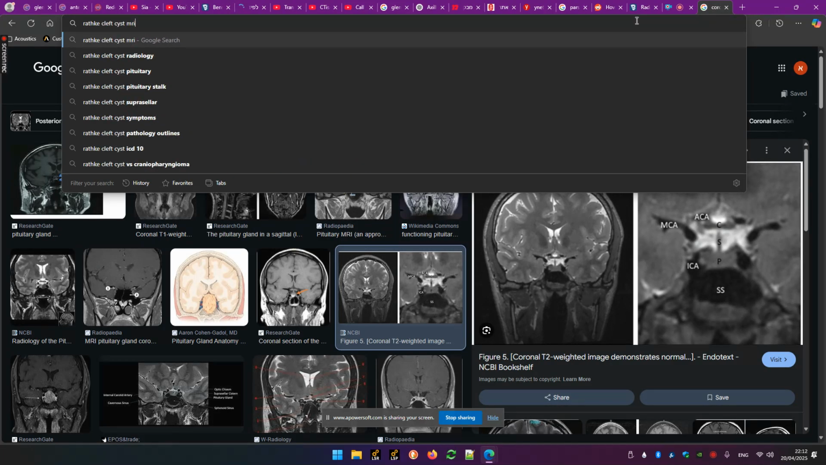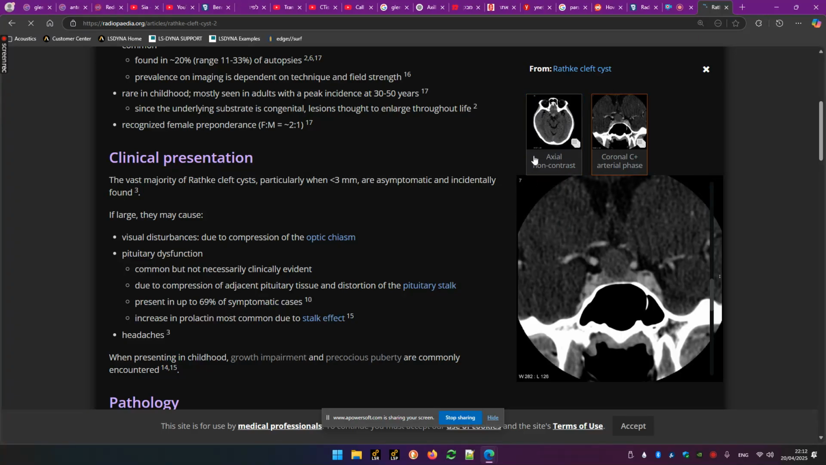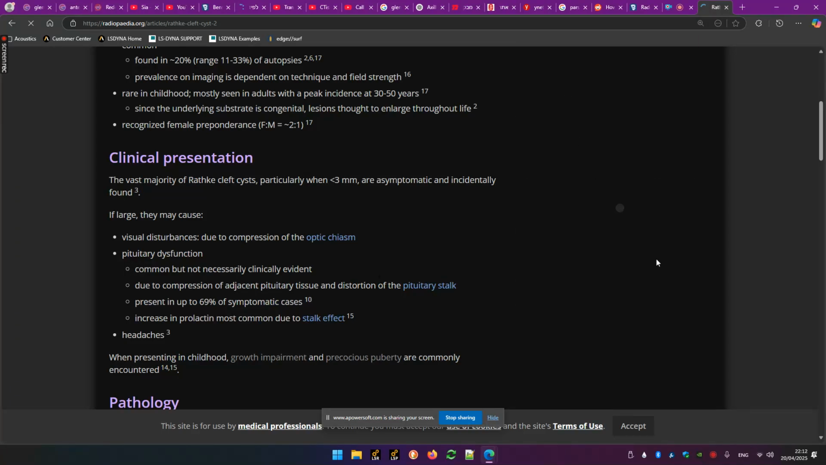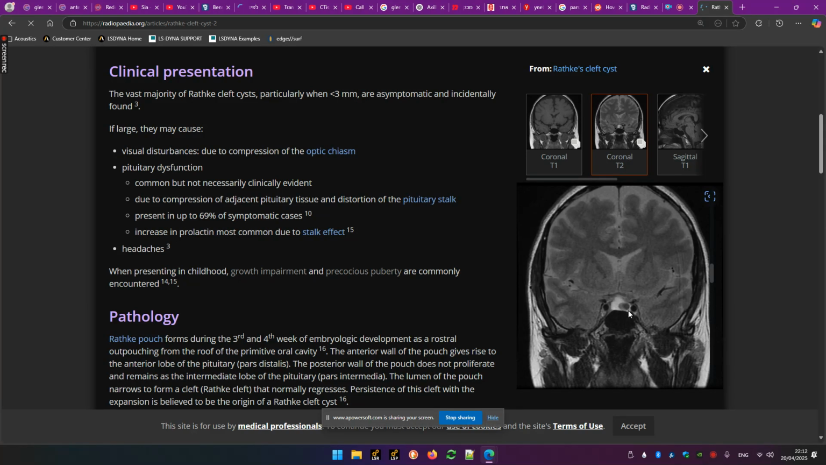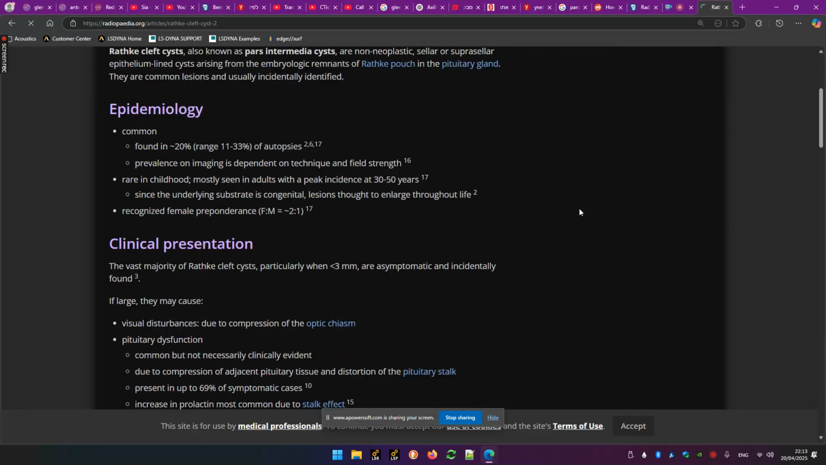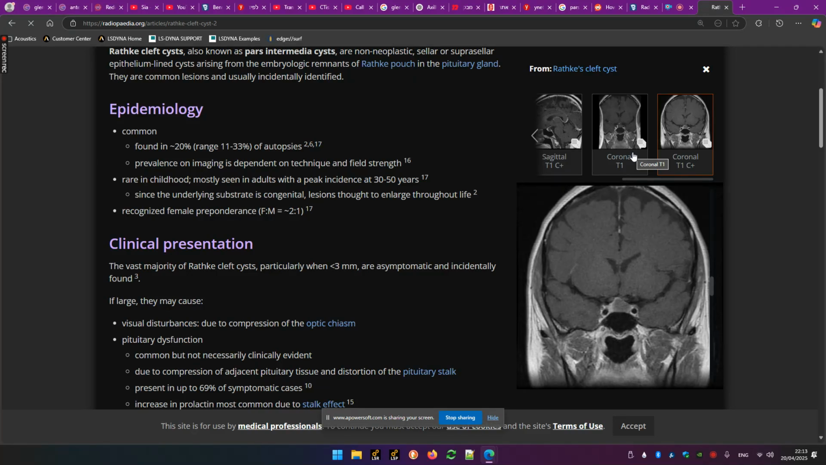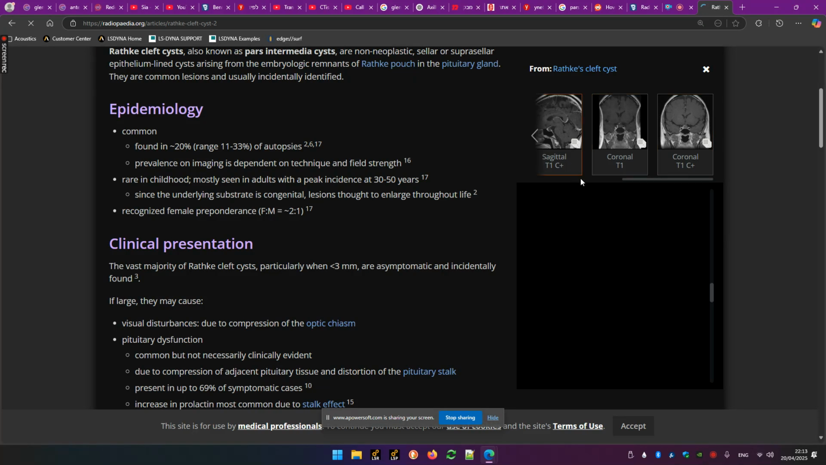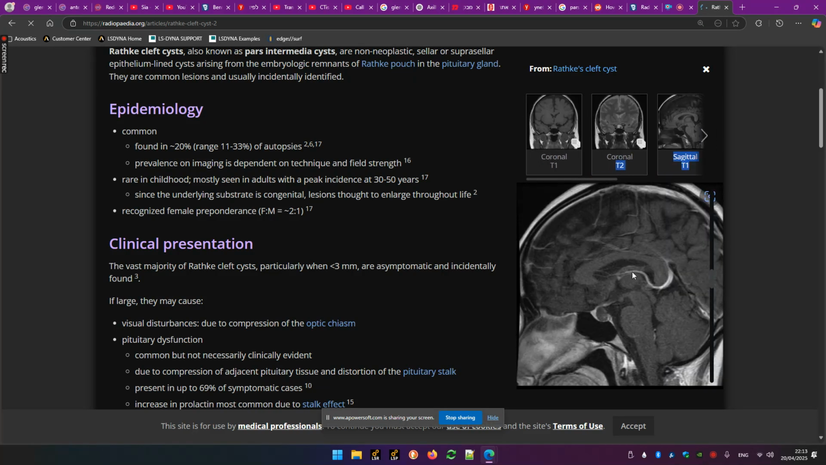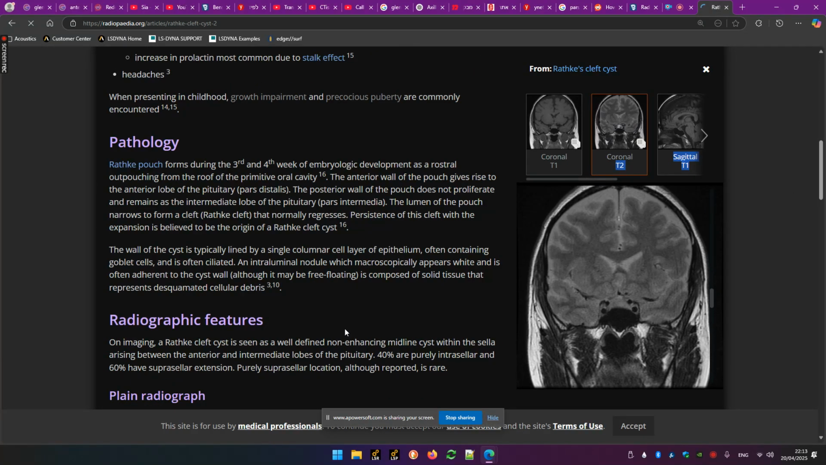Rathke cleft cyst, MRI T2. Okay, let's see. See the Rathke cleft cyst right over here. Okay, this T2, you can see it right over here. On T1, you don't see too much, so it's quite hard on T1. You can see right over here with gadolinium that the Rathke cleft cyst itself maybe didn't enhance, but the other parts did enhance, especially. I think in T2 is the most obvious one.